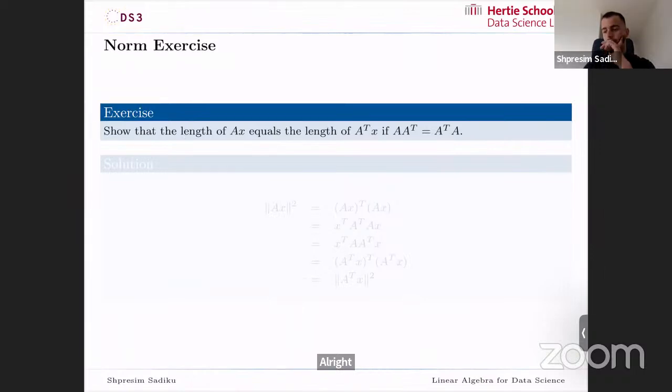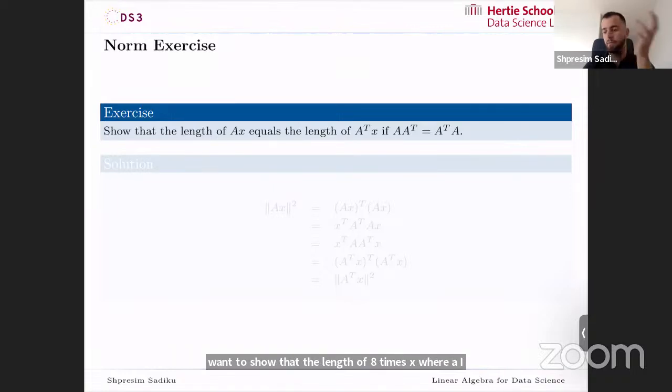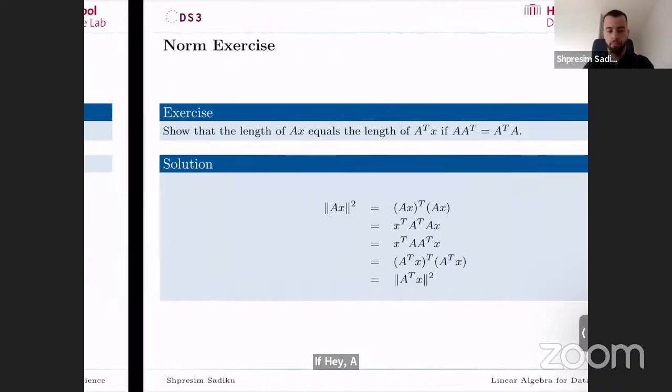Yeah, so then we have one exercise about the norms. We want to show that the length of A times X, where A, I haven't written here what A and X are, but from the context you should already understand that A is a matrix and X is a vector. We want to show that the length of this vector equals the length of A transpose X if A transpose is equal to A transpose A.